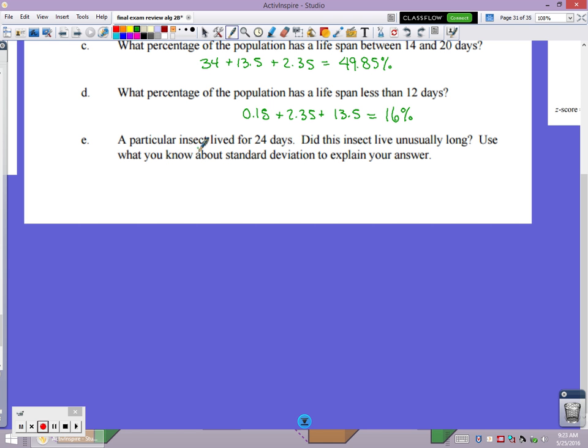insect life. A particular insect lived for 24 days. Did this insect live unusually long? Yes, it did. Use what you know about standard deviations to explain your answer. Okay. Most of the data lies within 3 standard deviations of the mean.